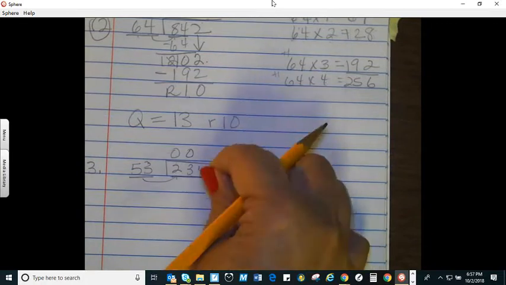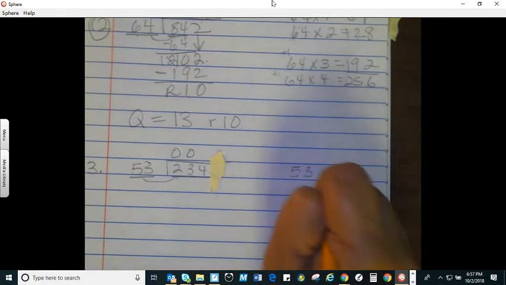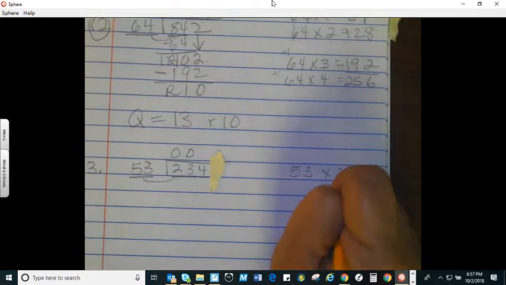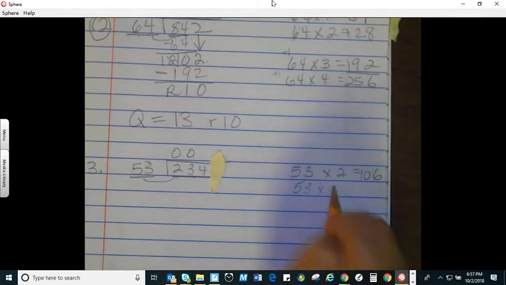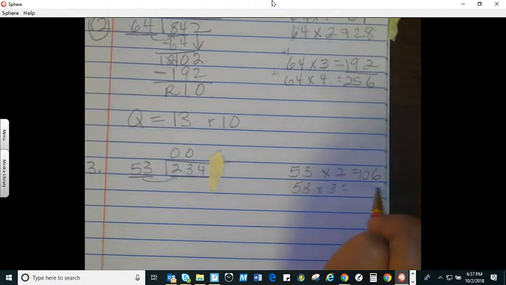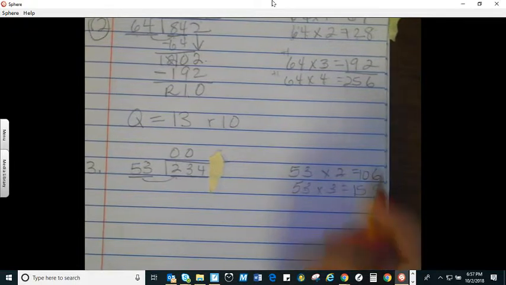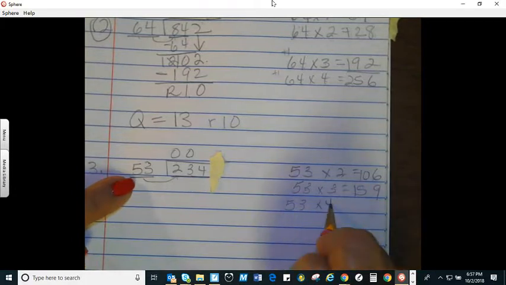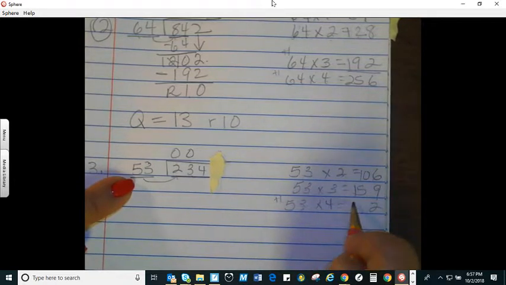I'm going to cover that. And now it's 53 times 2. 2 times 3 is 6. 2 times 5 is 10. I can keep going. 53 times 3, that's 9. 3 times 5 is 15. I can keep going. 53 times 4. 4 times 3 is 12. Regroup my 1. 4 times 5 is 20 plus 1 is 21.